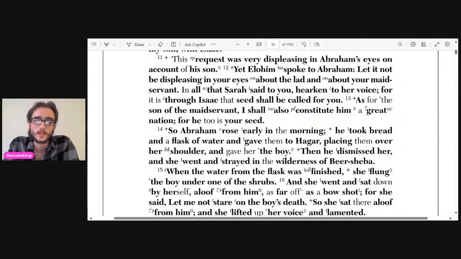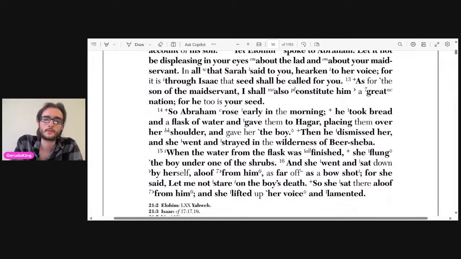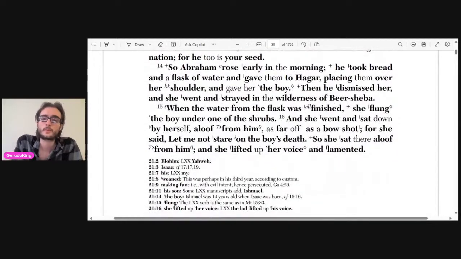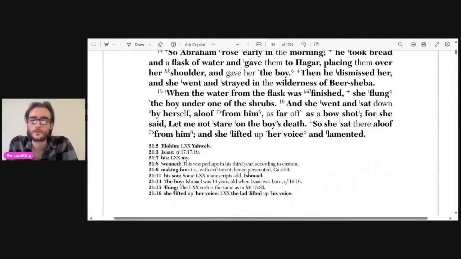Yet Elohim spoke to Abraham, "Let it not be displeasing in your eyes about the lad and about your maidservant. In all that Sarah had said to you, hearken to her voice, for it is through Isaac that seed shall be called for you. As for the son of the maidservant, I shall also constitute him a great nation, for he too is your seed." So Abraham rose early in the morning. He took bread and a flask of water and gave them to Hagar, placing them over her shoulder, and gave her the boy. Then he dismissed her, and she went and strayed in the wilderness of Beersheba.